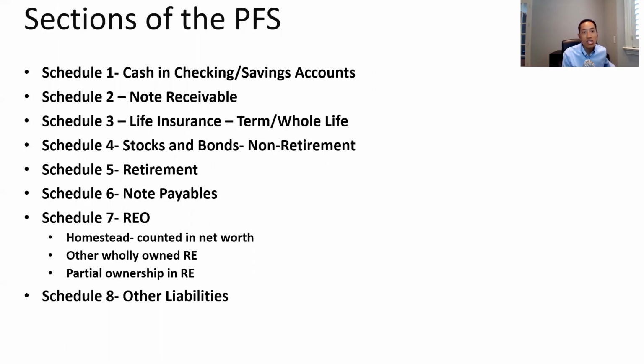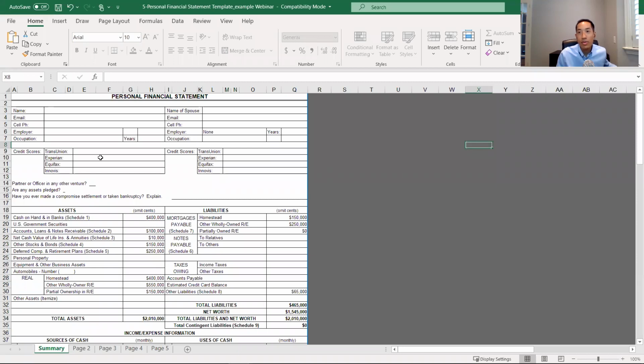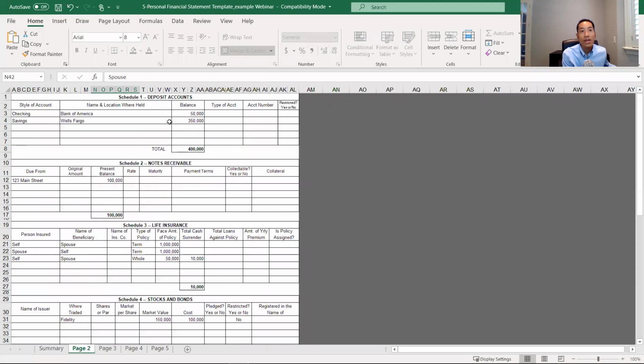So we've got cash, notes receivable, life insurance, stocks and bonds non-retirement, retirement accounts, notes payable, REO, and then other liabilities, Schedule 8. Let me show you an example. This is a typical personal financial statement template. You can definitely request these on the website. To get started, the summary is fed from all the other tabs, so the summary is sort of a locked tab, but we're going to go through all these different pages.